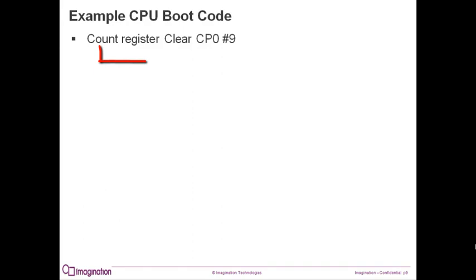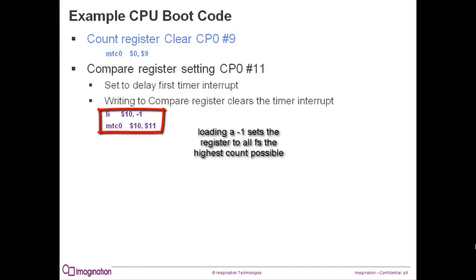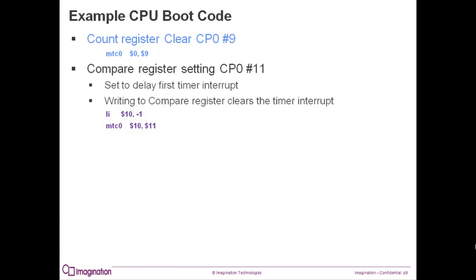Clear the count register by setting the counter to 0. Setting the compare register to the highest number possible will give us time to do the remaining steps in the initialization of the CPU. It also clears the timer interrupt, which in this case is redundant because all interrupts have been cleared and disabled when we cleared the status register and cause registers.